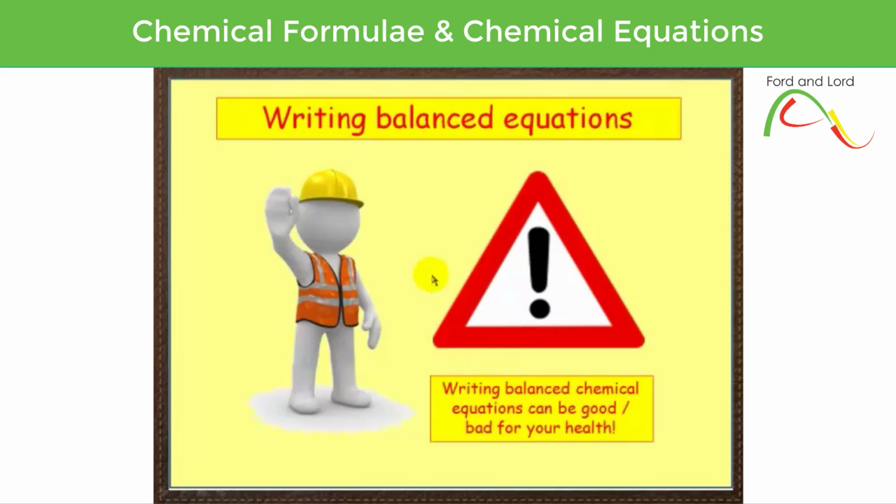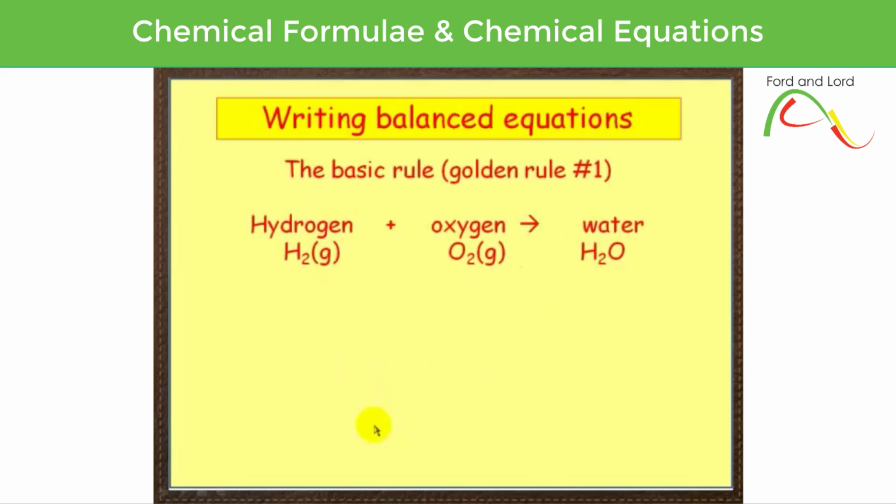Okay, right, we're now going to write balanced equations. Warning, writing balanced chemical equations can be good or bad for your health depending on your approach to them. We're going to make sure that it's good for our health by following a few basic rules. Let's have a look now. Basic rule, golden rule, number 1. It's important, so put it in a big bold box and highlight it. Let's take our equation. Hydrogen plus oxygen gives water. Very straightforward, do you think?